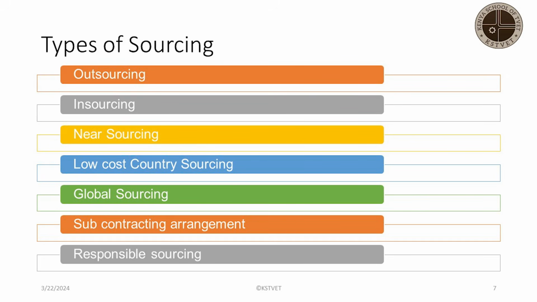And lastly, we have responsible sourcing. So this is a method of acquiring training resources that pays attention to the environmental impacts of its activities.